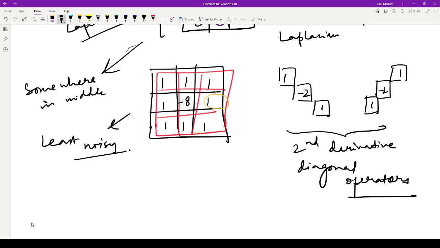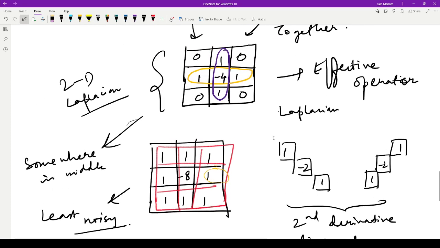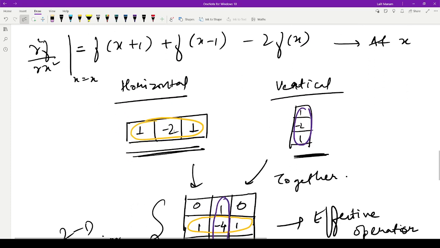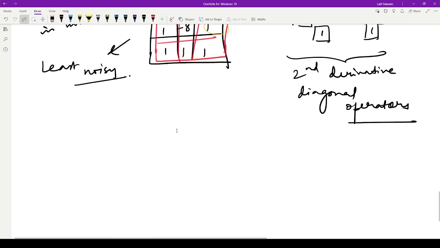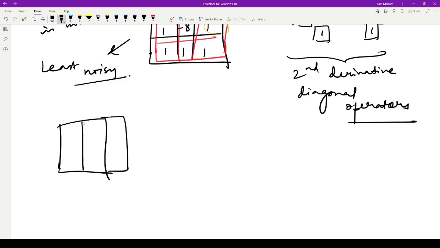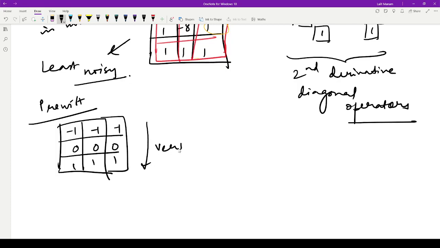Now someone said that this is like getting a derivative over a point. What if I want to get a derivative over a range of pixels? So then comes the Prewitt operator. Instead of a point, I'll consider neighboring pixels and make use of them. So this is the vertical one, and you'll have the equivalent horizontal.